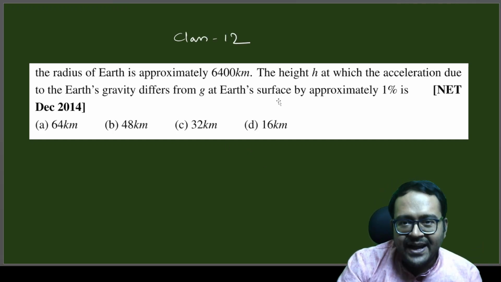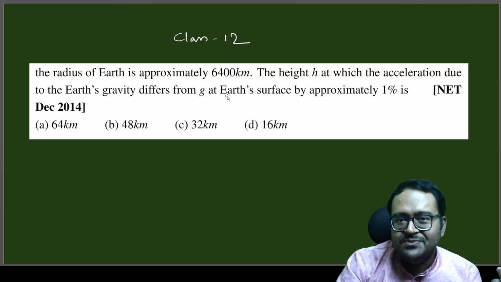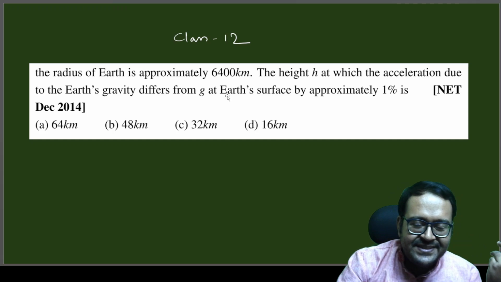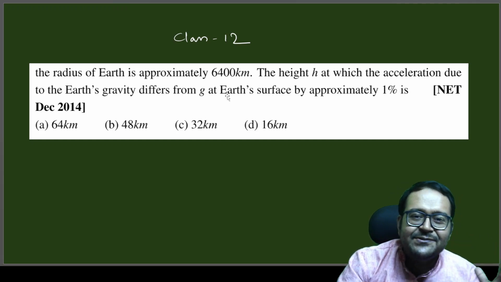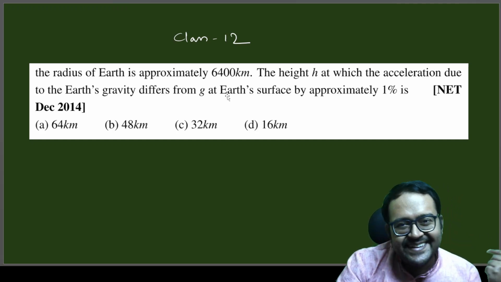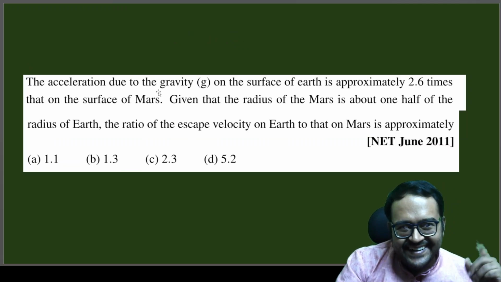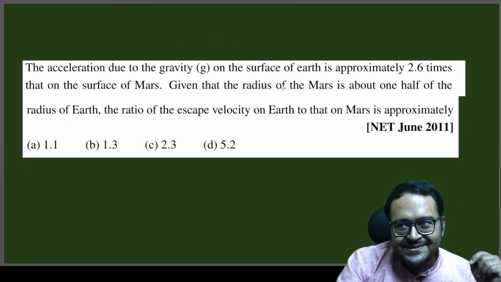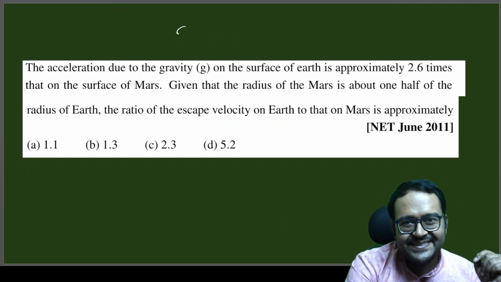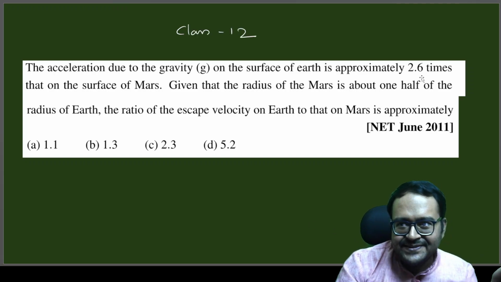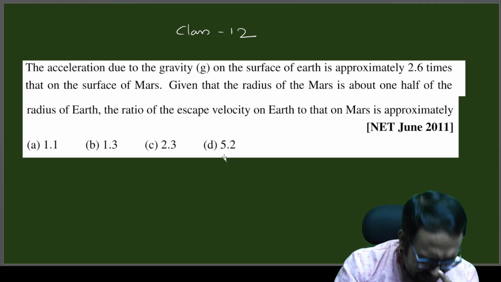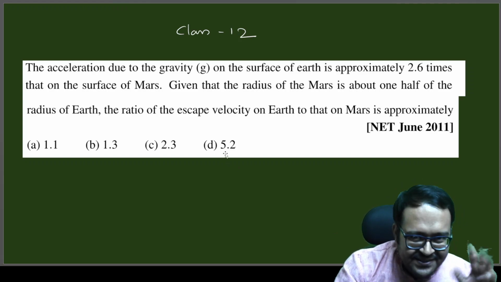Height: if you vary the height by 1%, how much will g change? I have told you earlier that the CSIR NET syllabus is from class 11 to M.Sc. second year. So here also, a class 12 problem. The acceleration due to gravity on Earth is given; what will be the acceleration of gravity on Mars? This is easy.